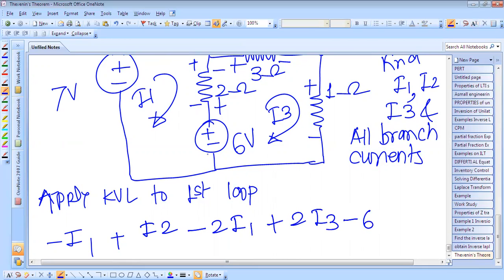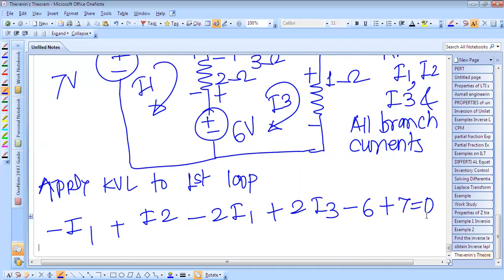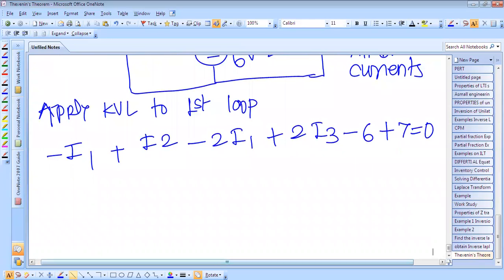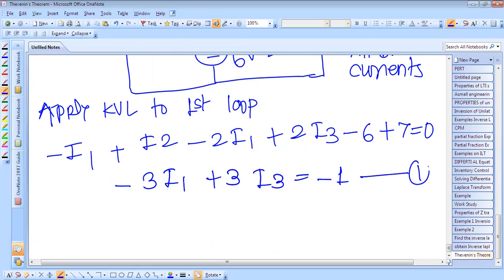volt and this is a plus 7 volt and this is equal to 0. Okay, so we'll solve this further. I1, I2, I1 we will take at one place, so 3I1 and this is plus 3I3 and this is a plus on this side. If you take it here, it will be minus 1. So this is equation number 1.